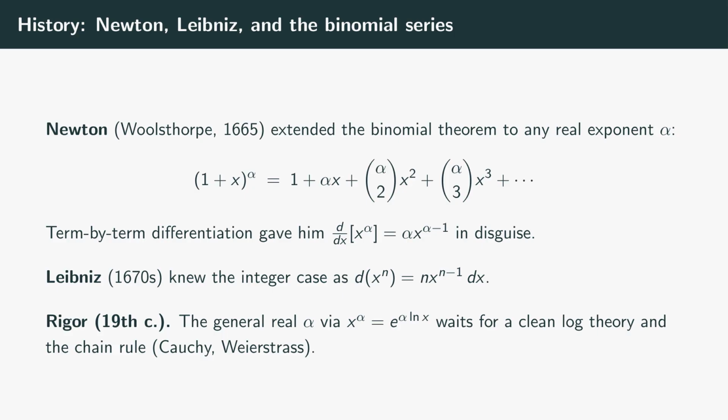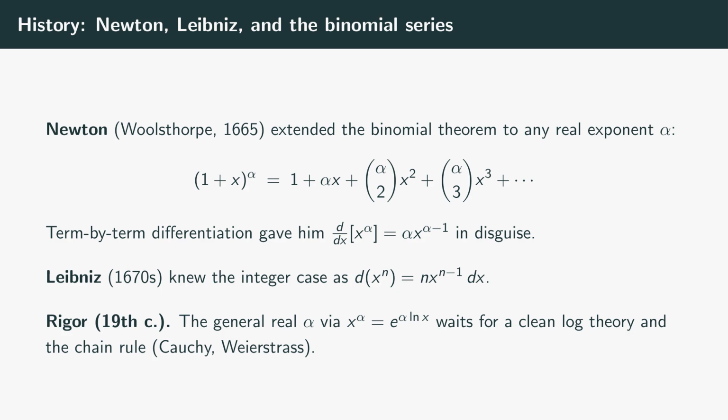A short historical note before the recap. Isaac Newton, during the plague years at Woolsthorpe in 1665, extended the binomial theorem from positive integer exponents to all real exponents, what we now call Newton's binomial series. Where the classical binomial theorem gave a finite sum for x plus h to the n, Newton's extended version gave an infinite series for 1 plus x to the alpha, with alpha a fraction, a negative number, or an irrational.